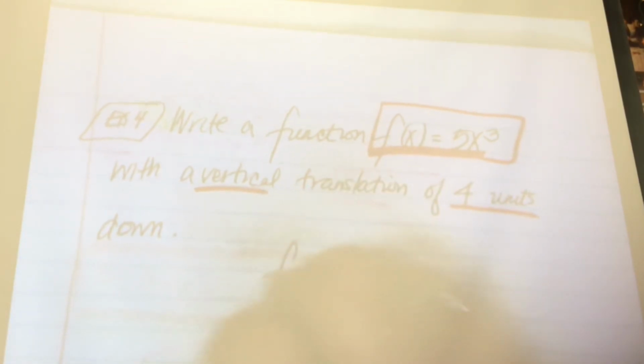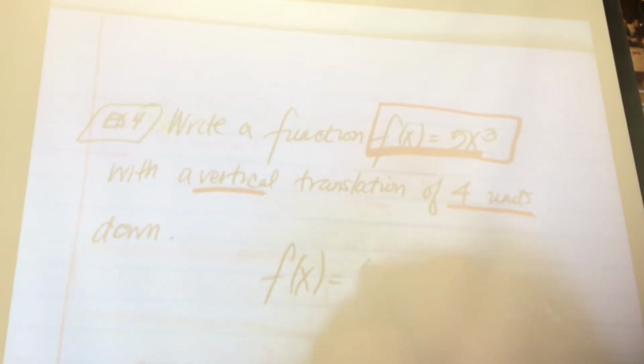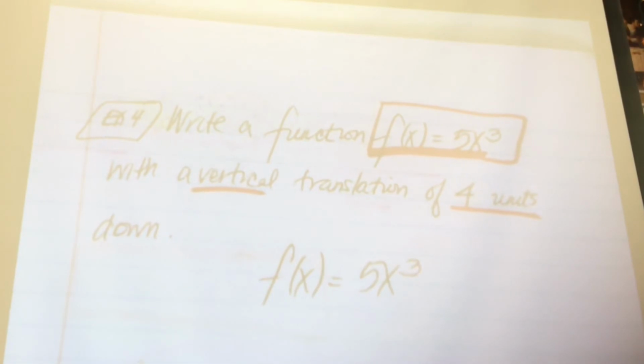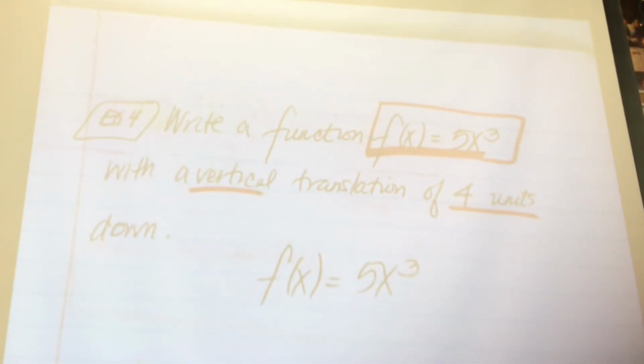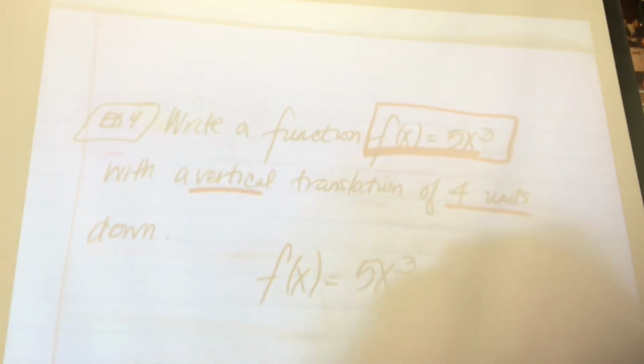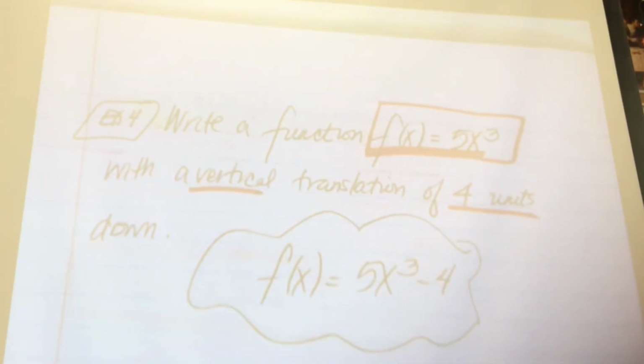So check it out, you guys. F of x is going to be 5x cubed. Isaiah, help me out. If I move 4 units down, do I put minus 4 or plus 4? Minus. There you go. Vertical way easier, huh? You don't have to change anything. You just plop it onto the end.